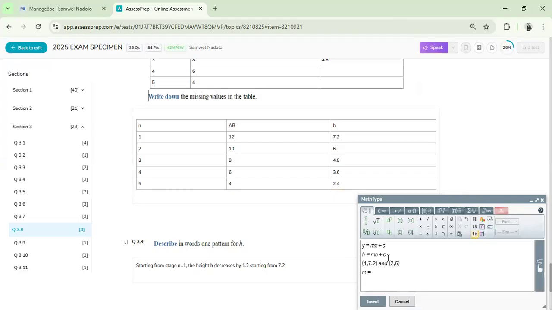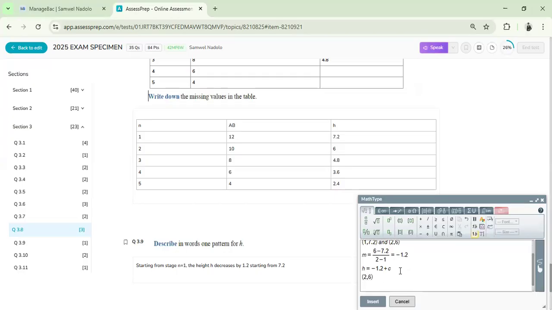How do you calculate m? m is equal to change in y. Change in y will be 6 minus 7.2 divided by change in x. Change in x will be 2 minus 1. So 6 minus 7.2 is minus 1.2, divided by 1 is just minus 1.2. After you've gotten your m, you can write h is equal to minus 1.2 n plus c. So we need to calculate c, use a point on that relationship, let me use 2 and 6, quite easy.